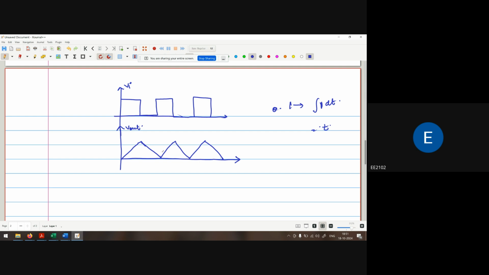Like I provide the input voltage Vi equal to 5 volts. What is the output? V out is equal to minus 1 upon RC times the integration of 5 dt, which is minus 1 upon RC times 5t.